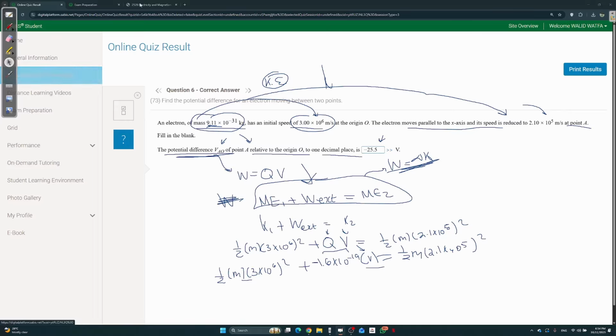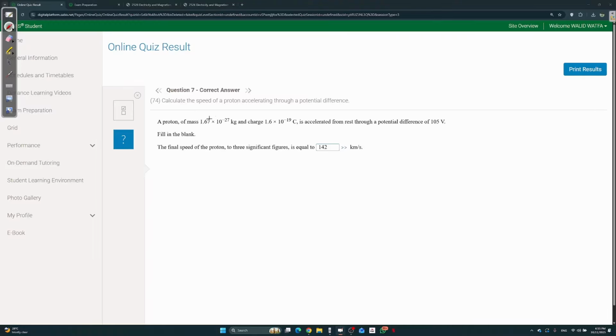Very easy. Question 7. You have a proton of mass this and charge this accelerated from rest through a potential difference of 10 to the 5. They want the final speed of the proton. Again, same thing, by the way. Whenever you're talking about speed and mass, they want you to use conservation of energy, something to do with kinetic energies. So ME1 plus the work external is equal to ME2.